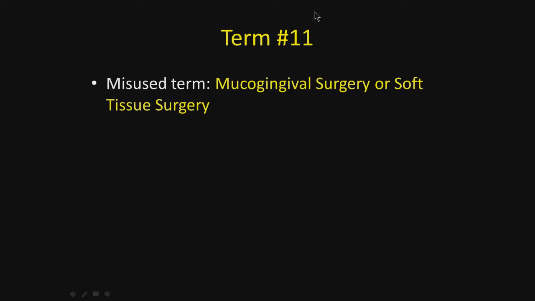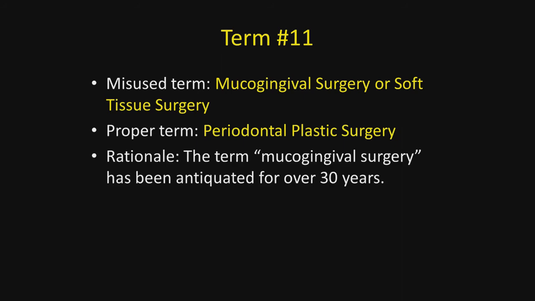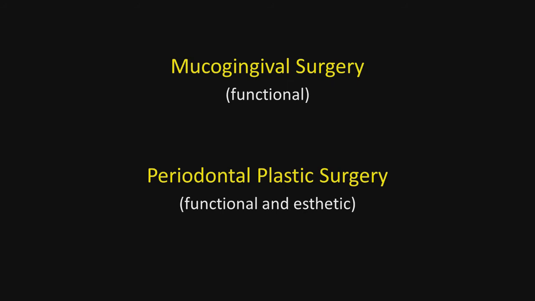Term number 11. The misused term mucogingival surgery or soft tissue surgery. The proposed term is periodontal plastic surgery. The rationale. The term mucogingival surgery, in my opinion, has been antiquated for over 30 years because mucogingival surgery was designed to get a functional result, whereas periodontal plastic surgery is designed to gain a functional and aesthetic result.